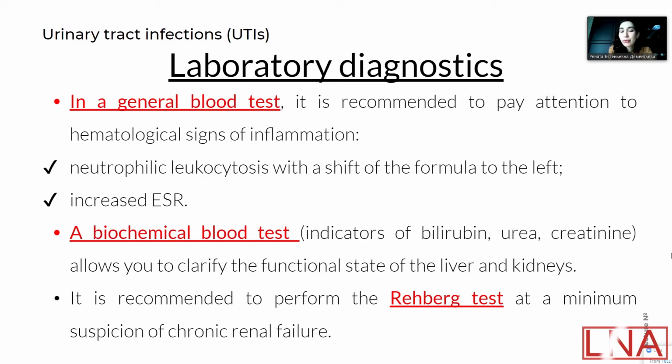It is recommended to perform the Rehberg test at minimal suspicion of chronic renal failure to assess the real glomerular filtration rate. The Rehberg test is a ratio between the creatinine of blood and creatinine of urine, which shows us the real glomerular filtration rate, because we can also count it by the Chronic Kidney Disease Epidemiology formula, which we discussed with you.